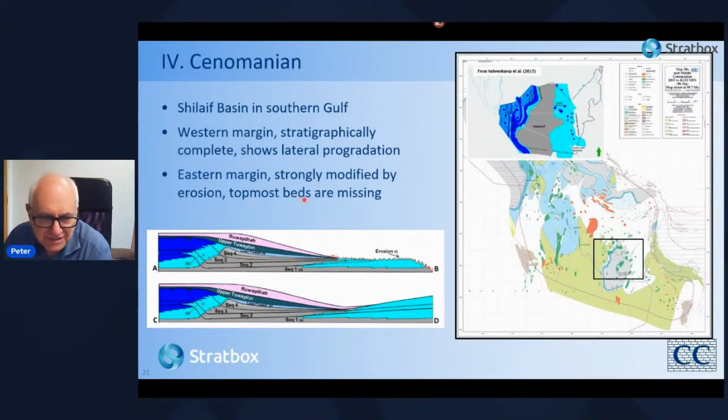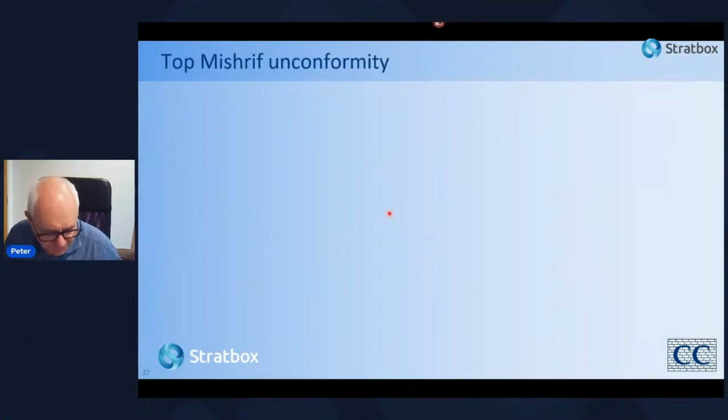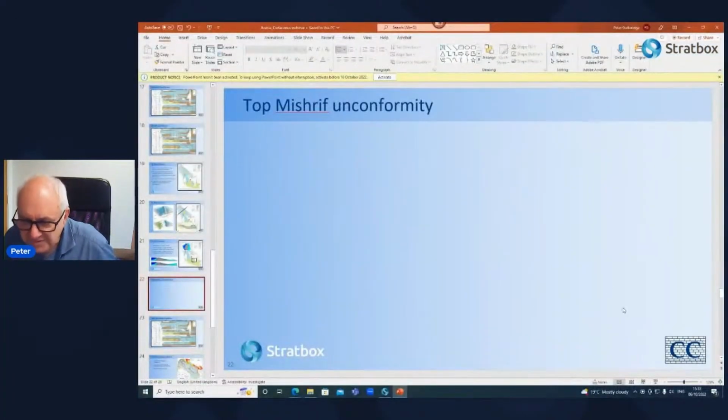But the eastern margin of the Shilaif Basin is very strongly modified by erosion, and the erosion is expressed by the white area on the map. And the topmost beds are missing. We can just see the bottom set beds of the clinoforms at that margin of the basin. So, okay, I want to explain in more detail the impact of the top Mishrif unconformity, and I need to go back into Stratbox.